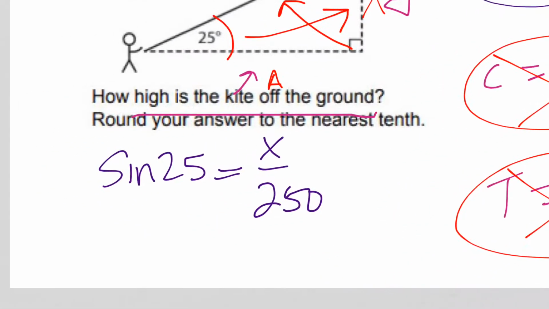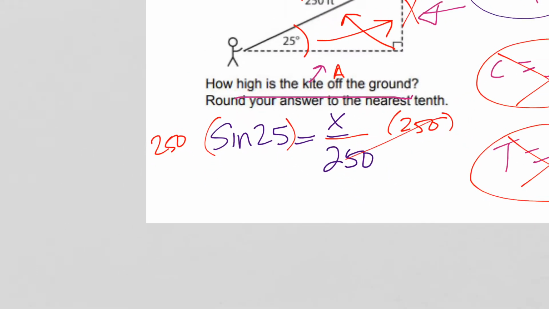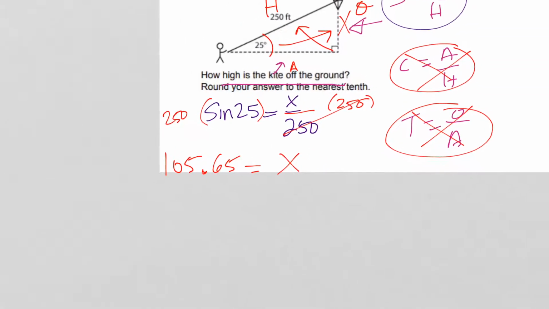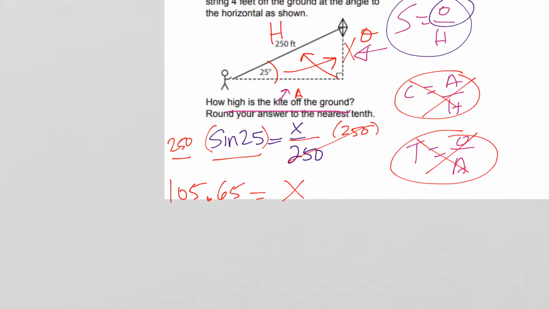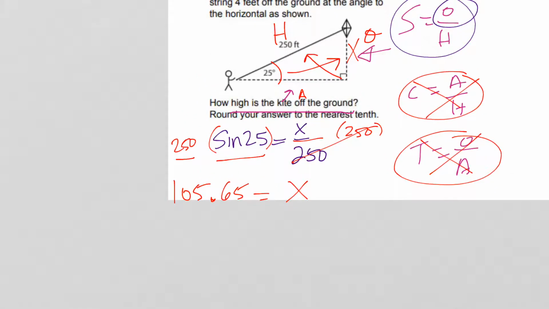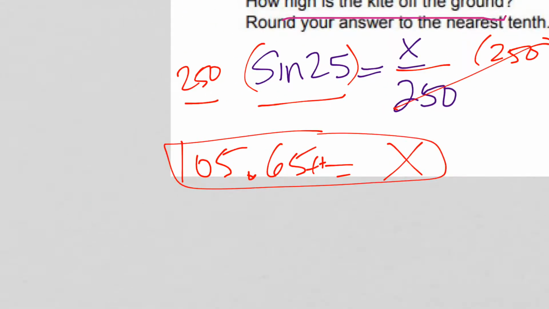So now I'm going to solve for x by doing the opposite of dividing, which is to multiply by 250. So if I multiply both sides of my equation by 250 to get the x by itself, here you use a calculator. So once you use the calculator, 250 times sine of 25 would equal 105.65, and the units are feet. So that would be the height of the kite.